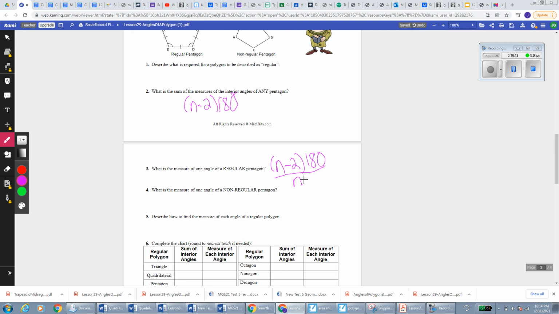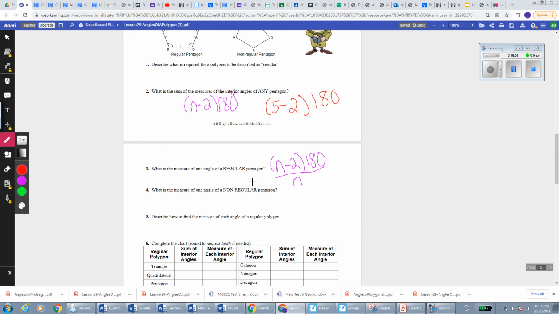What is the measure of one angle of a non-regular pentagon? Oh, I didn't realize for 2 and 3 and also 4, they want us to do this for a pentagon. So on your paper, plug in 5 for n and find out, when you do 5 minus 2 times 180, what do you get? That's the sum of the measures of the interior angles of any pentagon.